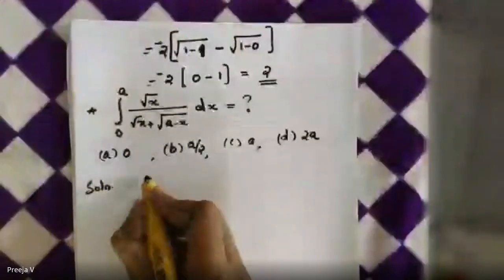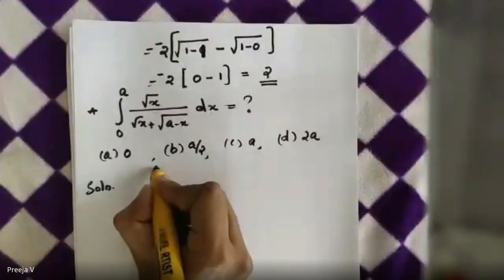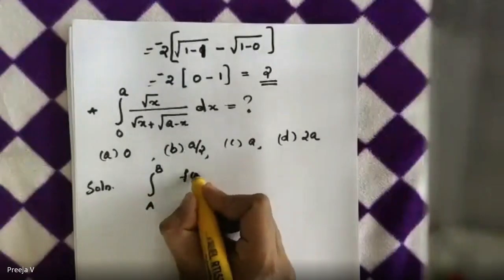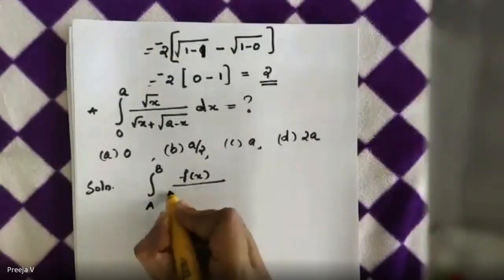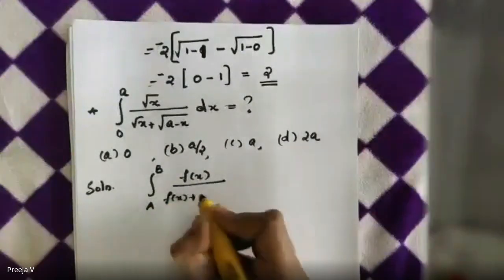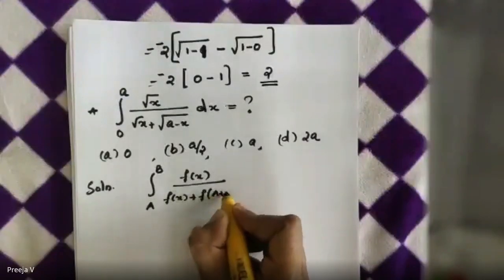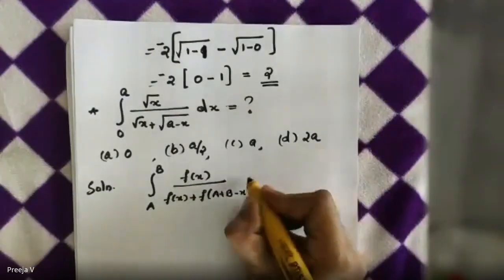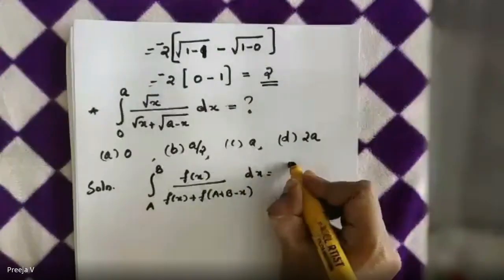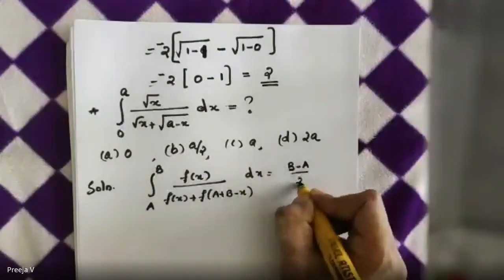Integral from a to b of f of x divided by f of x plus f of a plus b minus x dx is equal to b minus a by 2.